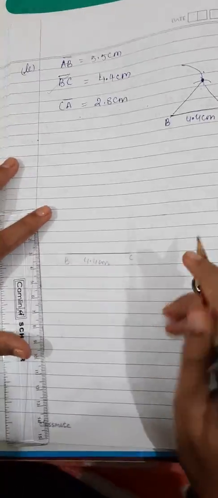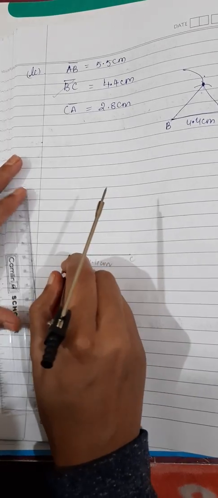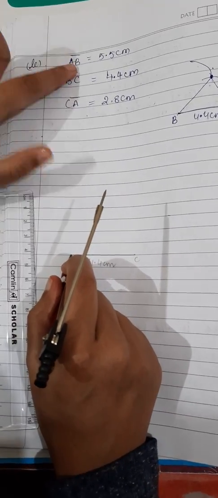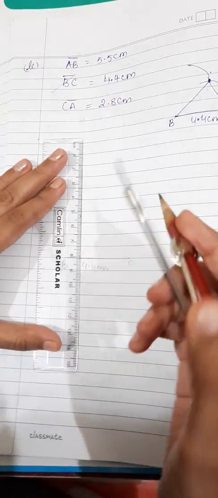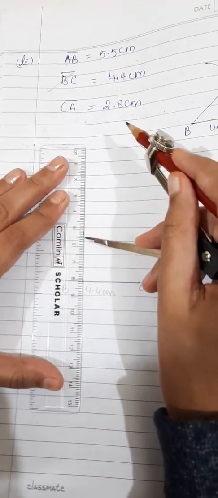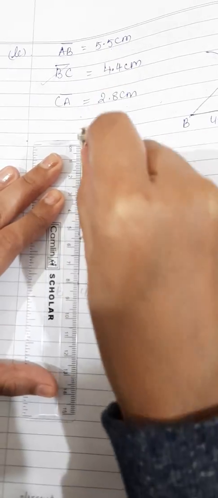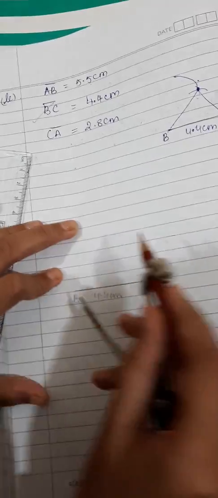Now the next, BC I have drawn. Now I can see this is the point B, and AB is 5.5. So with the help of this scale I am going to open the compass to 5.5 centimeters and mark it, and then I am going to draw an arc.